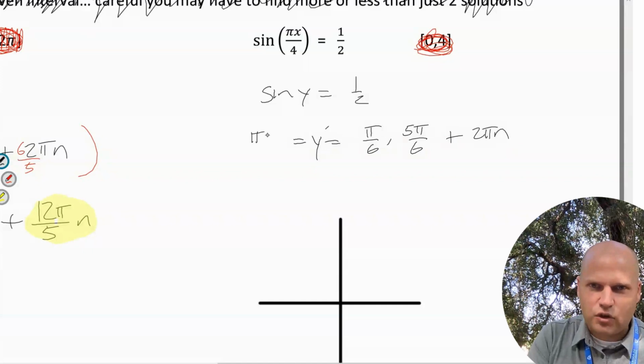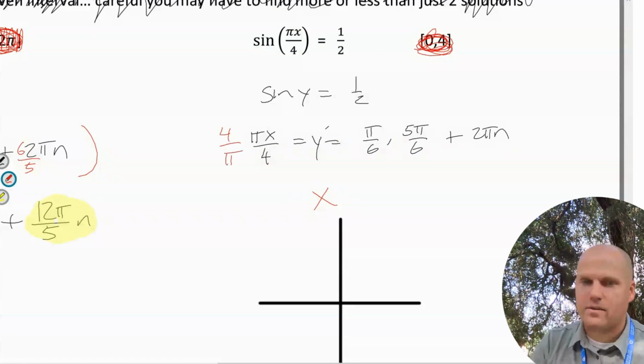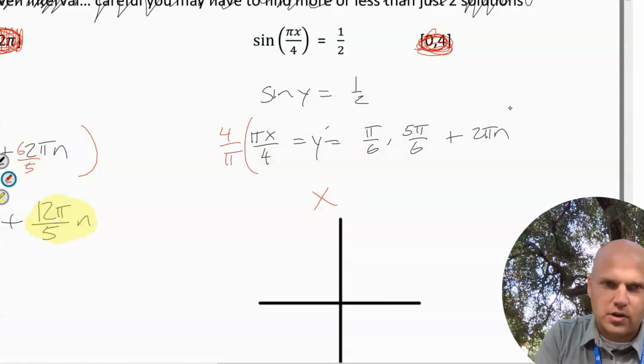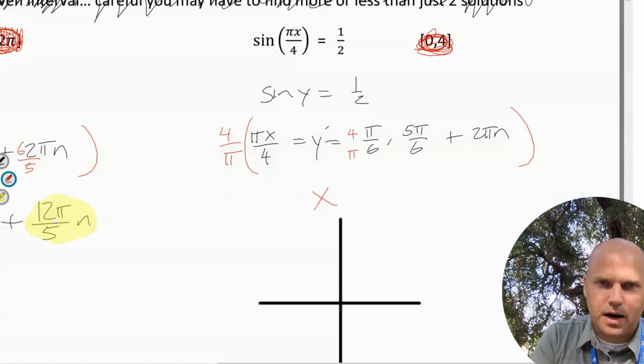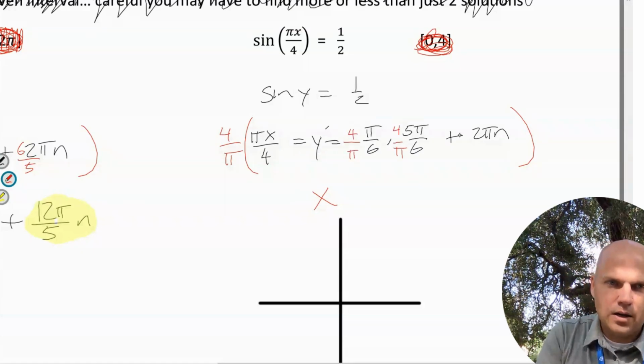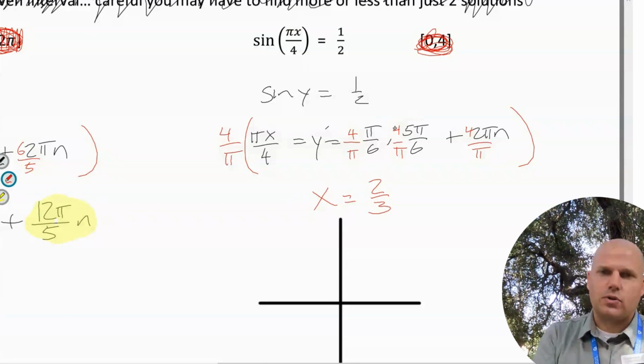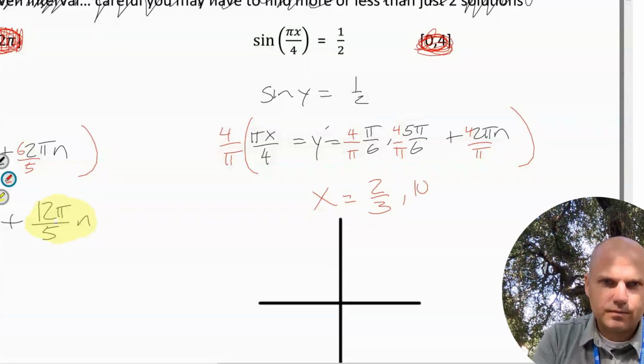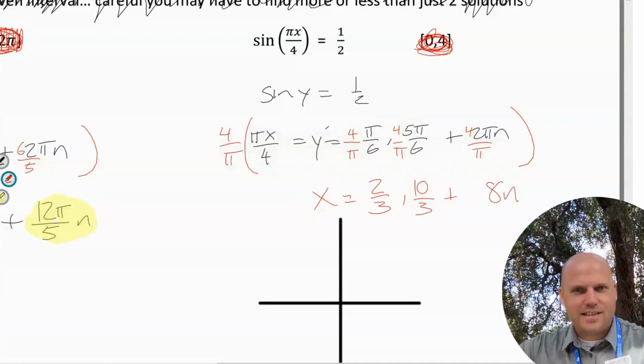Well, my angles for y are pi x over 4. To solve for x, I will need to get rid of the 4 and the pi. We can divide by pi over 4, or multiply by the reciprocal. So I'm going to take all of our stuff and multiply by 4 over pi, multiply by 4 over pi, multiply by 4 over pi, and get my answers. The pi's cancel. 4 over 6 is 2/3. The pi's cancel. 4 over 6 is 2/3, so 2/3 times 5 is 10/3. Plus multiples of 8.